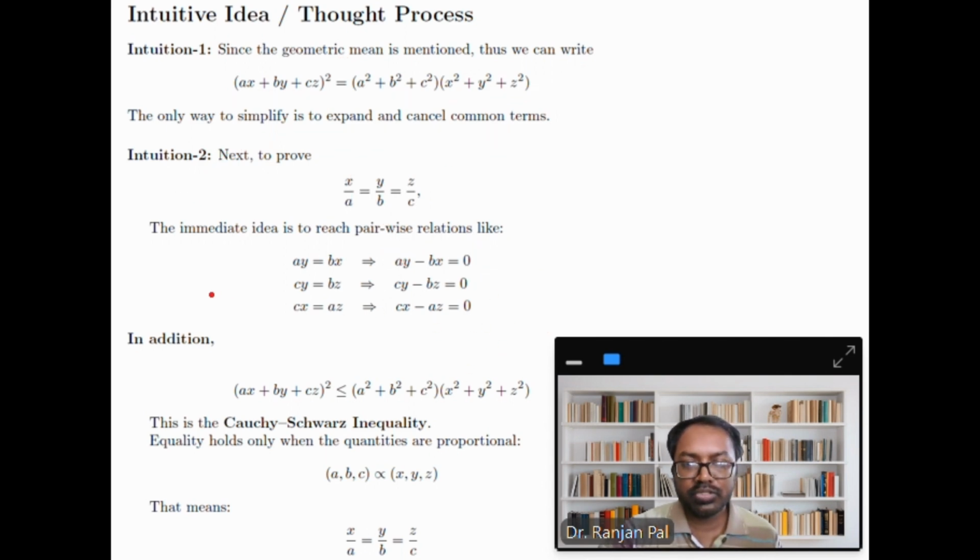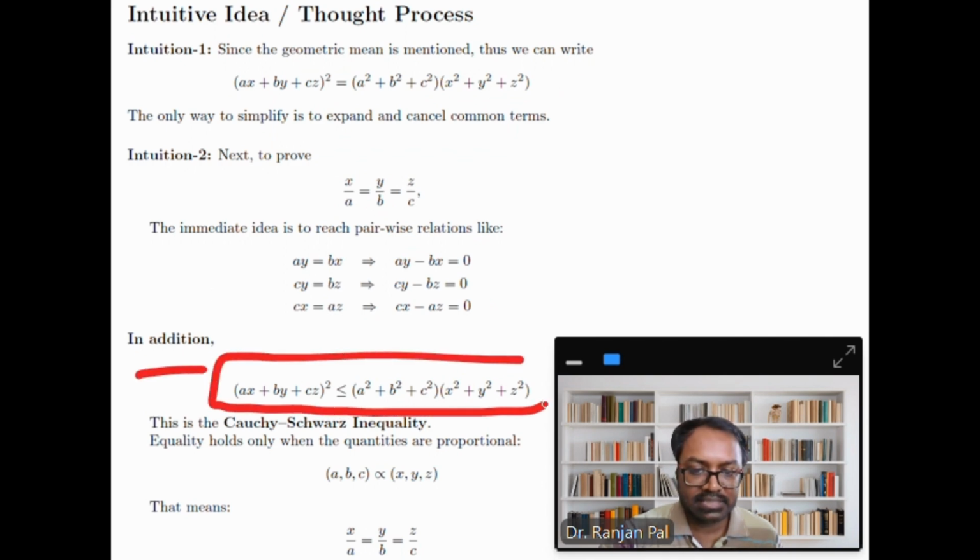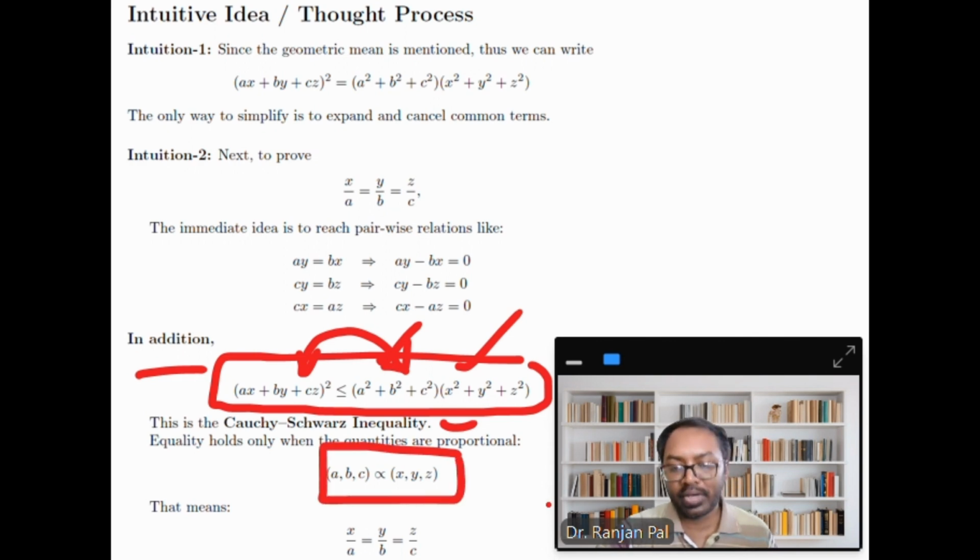In addition, you also need to understand that this inequality, that is ax plus by plus cz the whole square less than or equal to the multiplication of these two expressions, is nothing but the Cauchy-Schwarz inequality. And these two parts, the LHS and RHS, are equal only when abc is proportional to xyz. That is nothing but the thing that we are asked to prove.